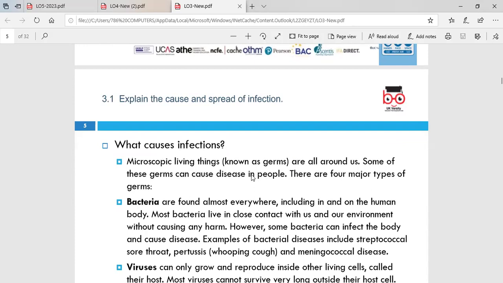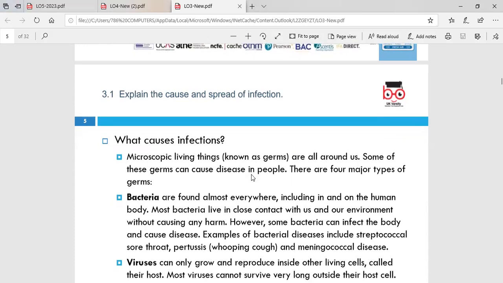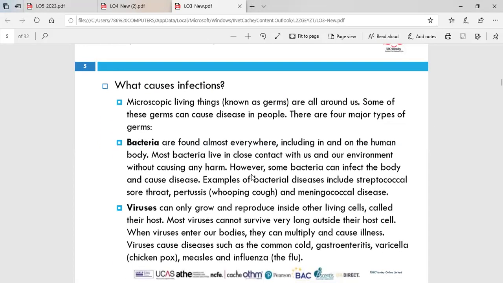We'll talk about microscopic living things, which are known as germs. They're around us, and they're too small to be seen with the naked eye. Some of these can cause disease in people, and there are four major types. We've talked about bacteria, viruses, fungi, and what's the fourth one, if anyone was listening? What's the fourth organism? Parasites. Okay.